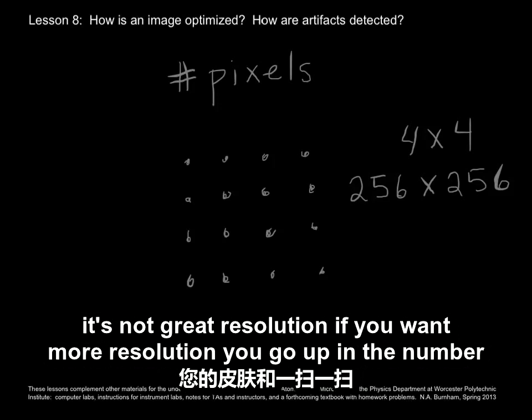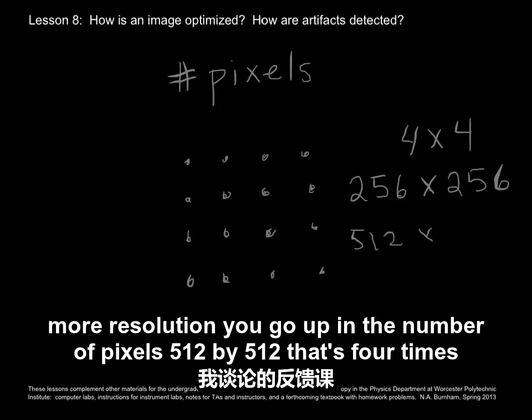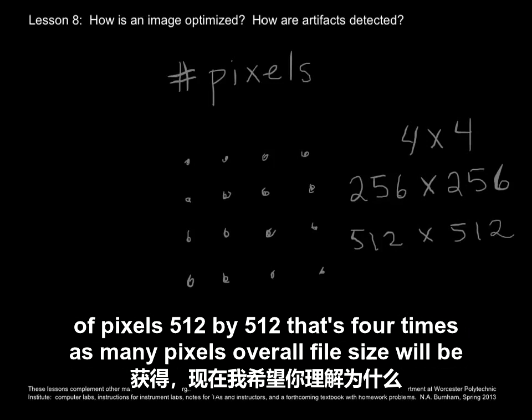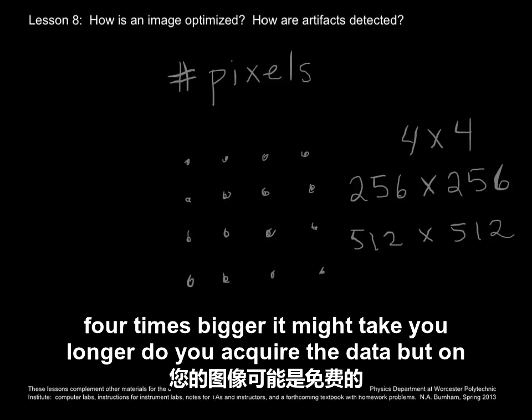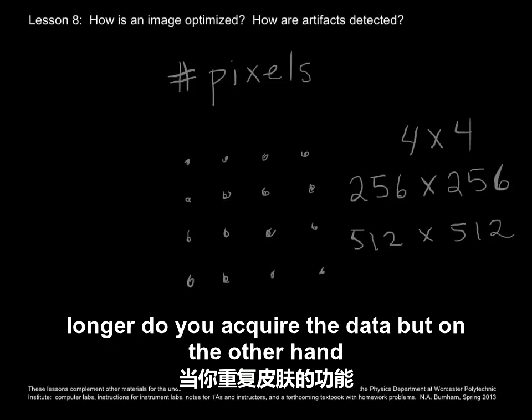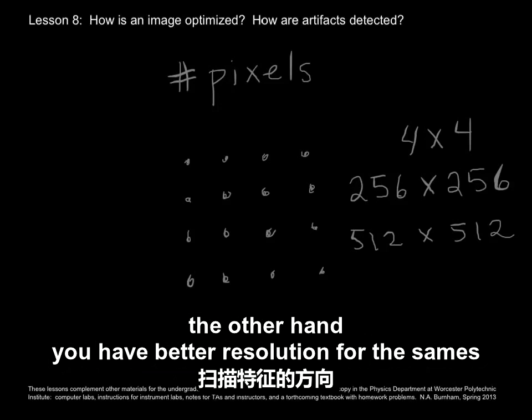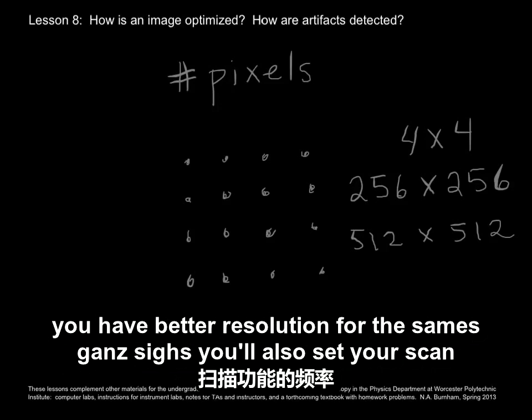If you want more resolution, you go up in the number of pixels, 512 by 512. That's 4 times as many pixels overall. File size will be 4 times bigger. It might take you longer to acquire the data, but on the other hand, you have better resolution for the same scan size.